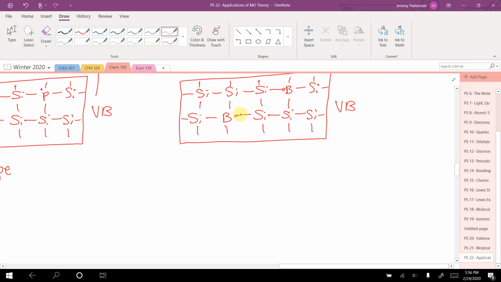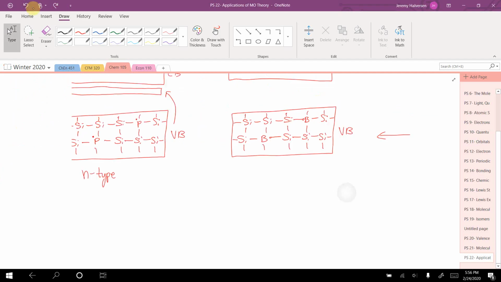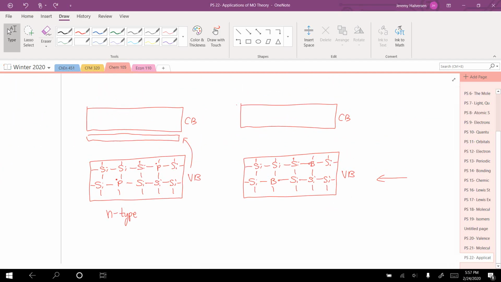Well, if there's a hole there and I put electricity into one side of this, okay, this electron right here could get pushed into that hole, and now there's a hole here. And this electron can get pushed into that hole, and this electron can get pushed into that hole. And so the holes allow electricity to be conducted through the valence band.